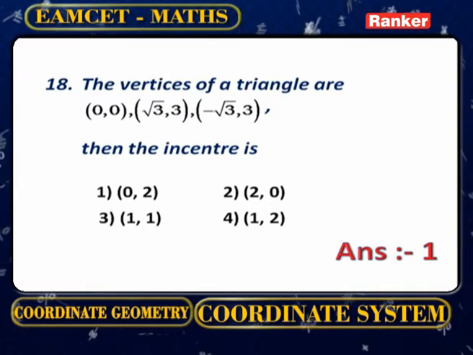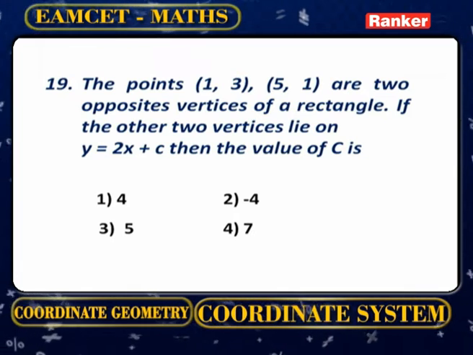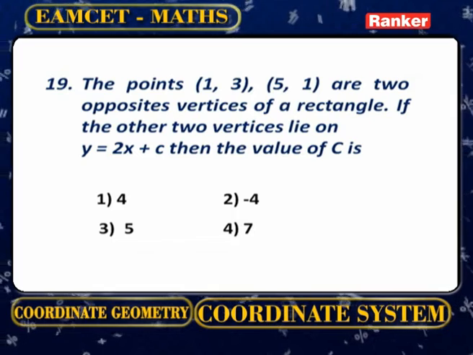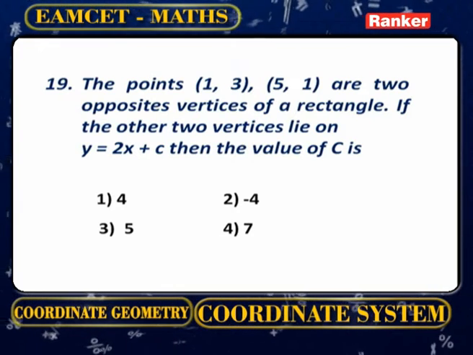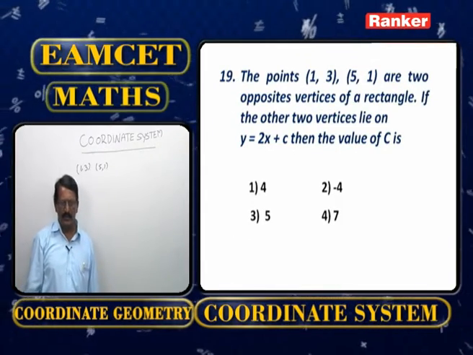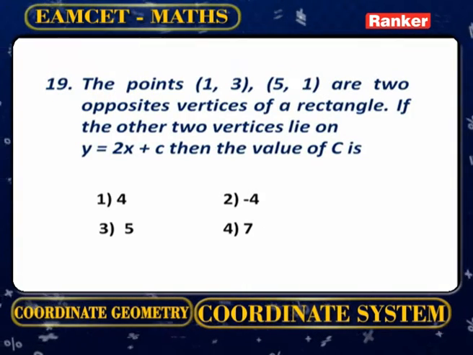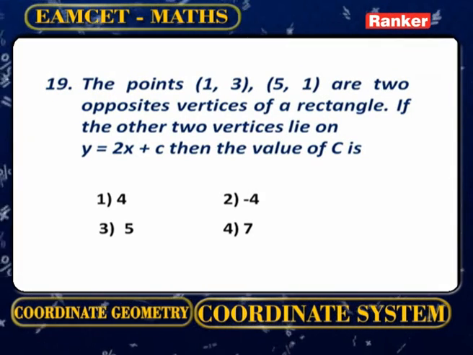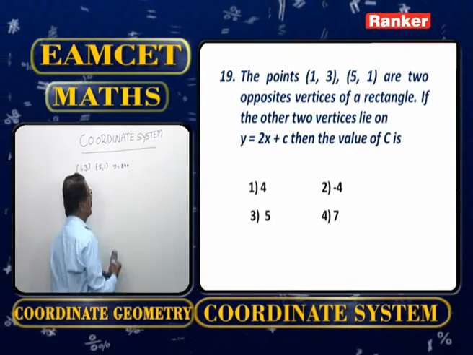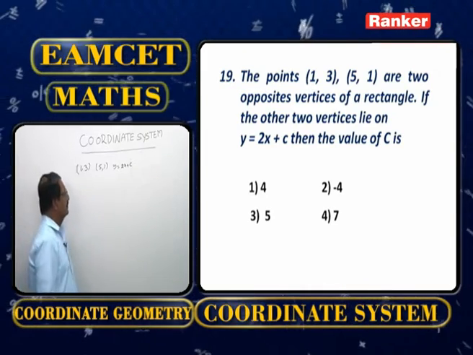First option. Now next problem. The points (1, 3) and (5, 1) are two opposite vertices of a rectangle. If the other two vertices lie on the line y equals 2x plus c, then find the value of c.